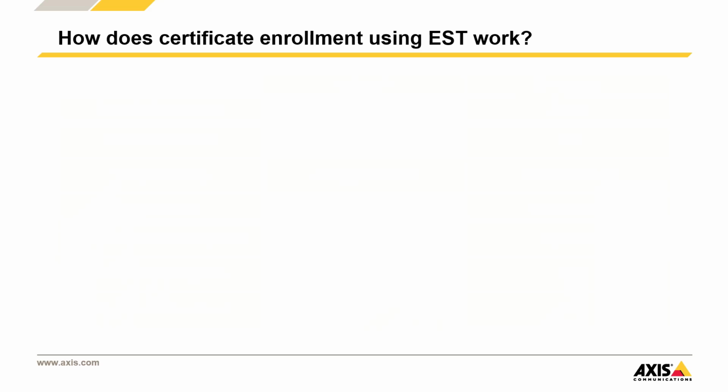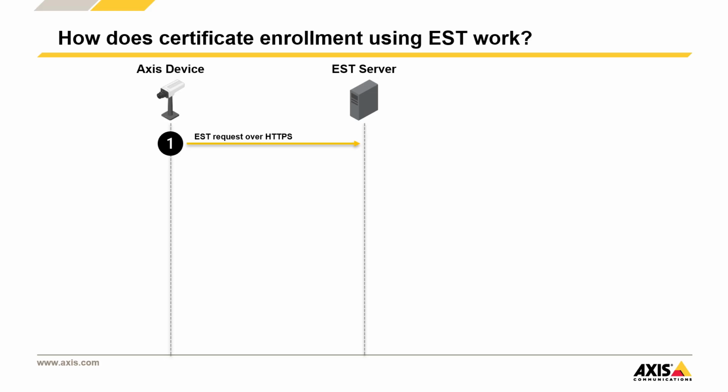Here's a simplified look at how certificate enrollment works using EST when a device requests a certificate. The process begins with the access device sending an EST request to the EST server. This first connection establishes a secure encrypted channel, which requires the access device to trust the EST server's HTTPS certificate. The EST server provides the EST certificate signing chain.